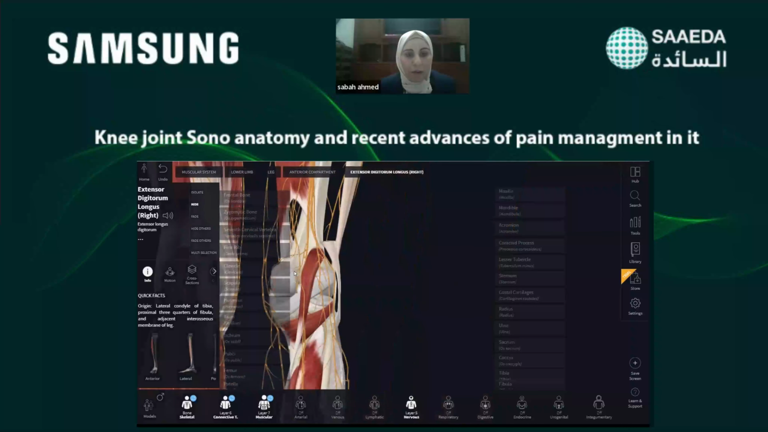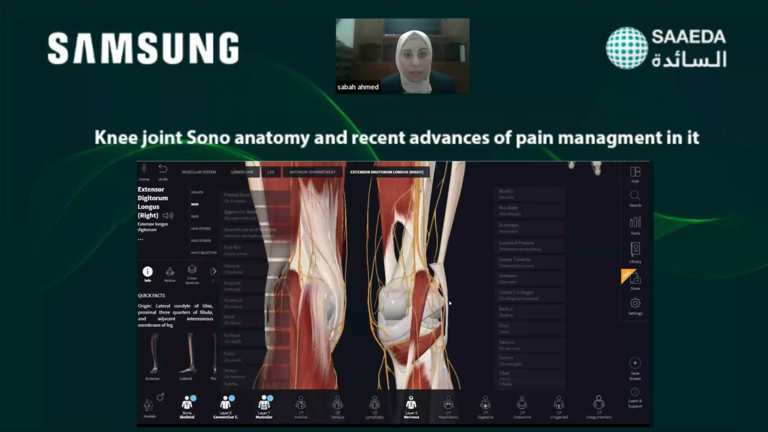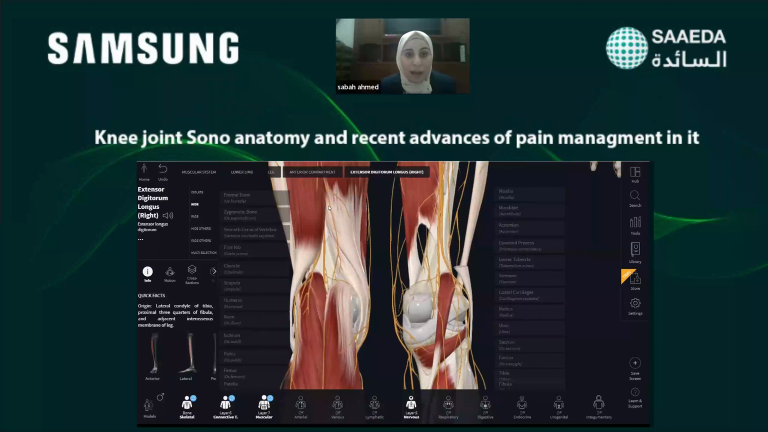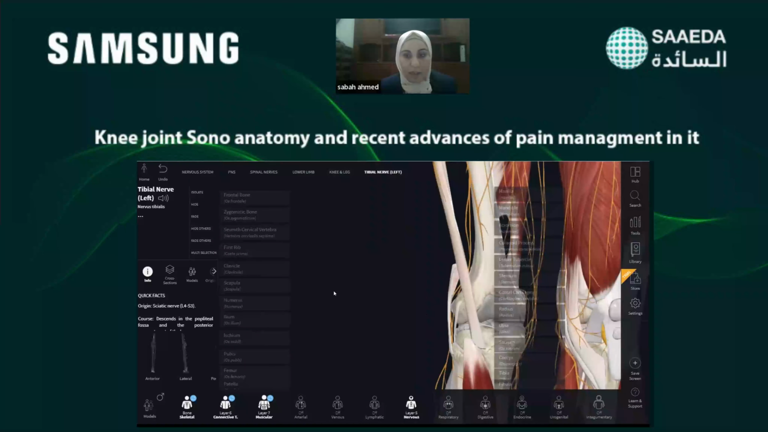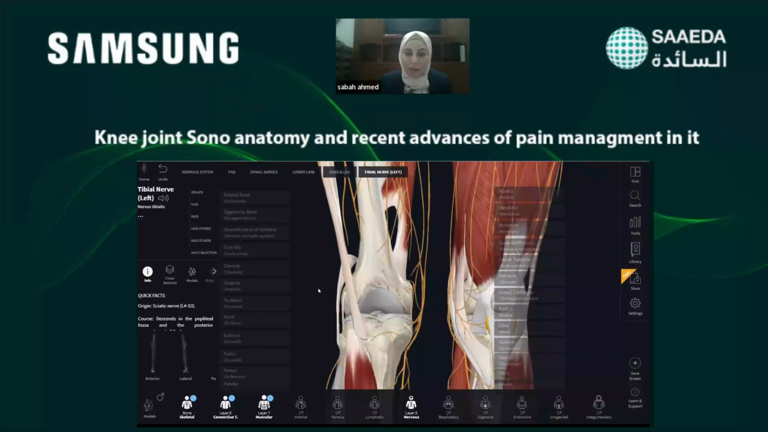In the posterior compartment, we have an important nerve that is just at the angle of the long head of biceps femoris and the short head. This is the sciatic nerve, an important nerve, that is divided into the medial side and lateral side, into the tibial nerve and common peroneal nerve. So these are regarding the nerve anatomy of the knee joint. These are the important anatomy.